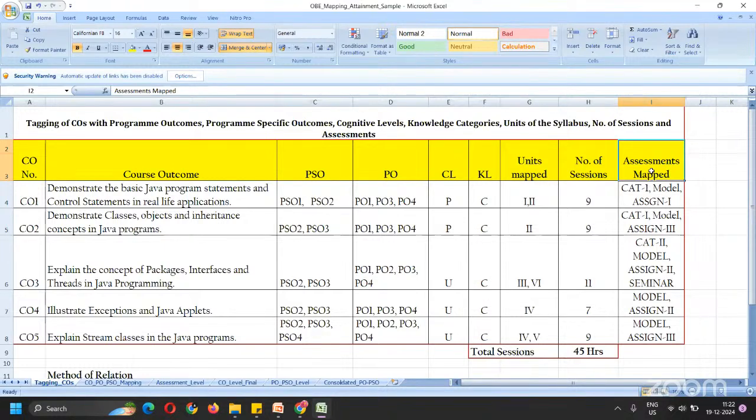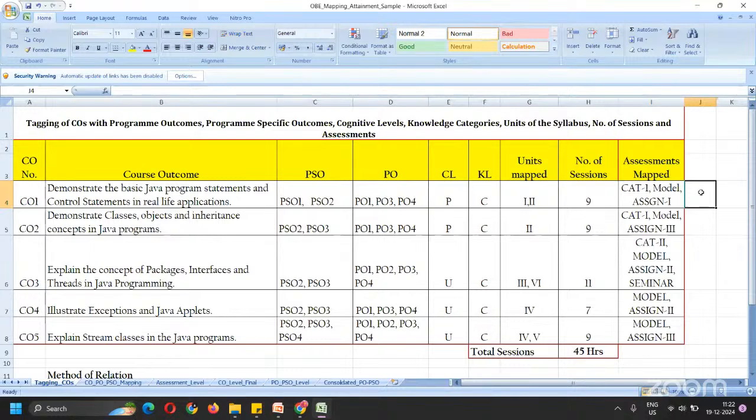So I didn't include the end semester exam here. If your college is autonomous or a university, then you can also plan the assessment, what are the COs you are going to address in the end semester. But in most cases, all the COs will be mapped with the end semester exam. So this assessment I have mapped only for my internal calculation.